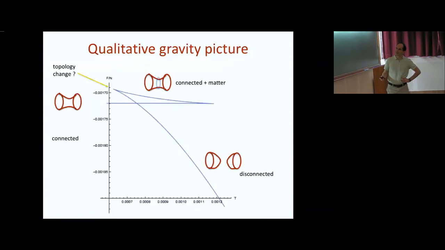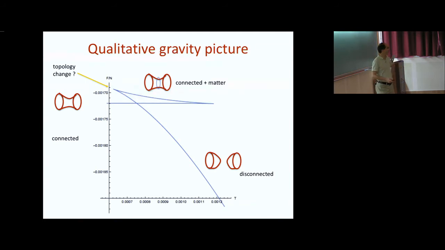Let me see if I have it. So here the different phases correspond to, let's say, global AdS with time identified, that's this horizontal line. This line here corresponds to the same thing, but with extra matter in the center. And this one corresponds to two disconnected black holes.